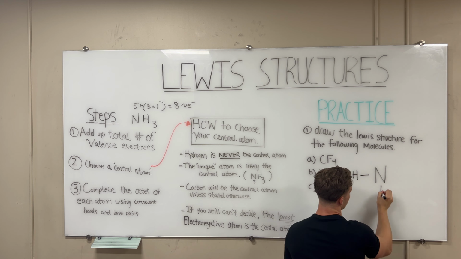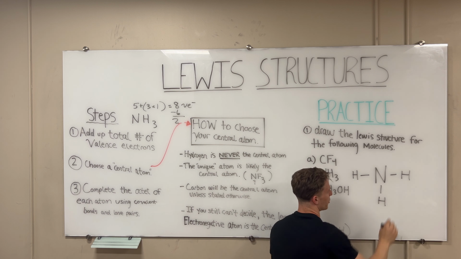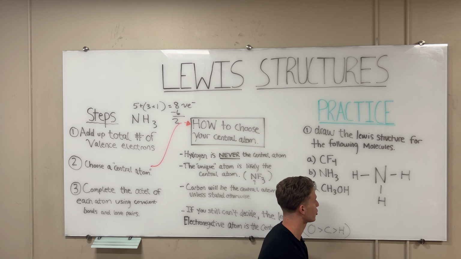Now, hydrogen is the exception to the octet rule, right? We said that everything needs the 8 valence electrons. However, hydrogen only needs 1 bond, right? So once you've made 1 covalent bond to hydrogen, hydrogen is all set. You don't need to add anything else to it, I should say. So we have our nitrogen. The hydrogens are all set with their octet. We only have 2 electrons left.